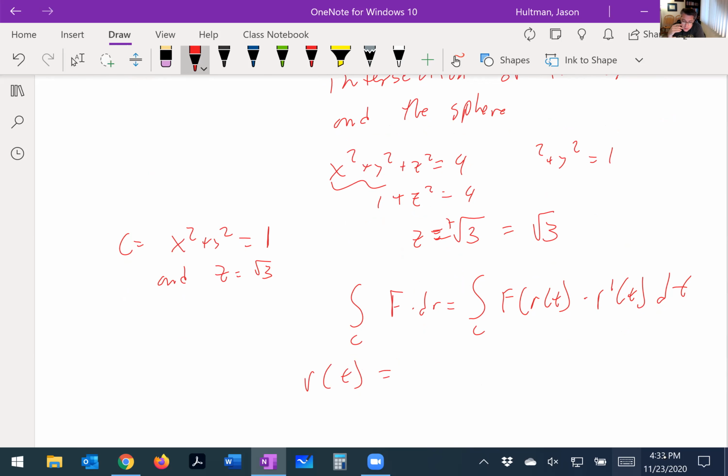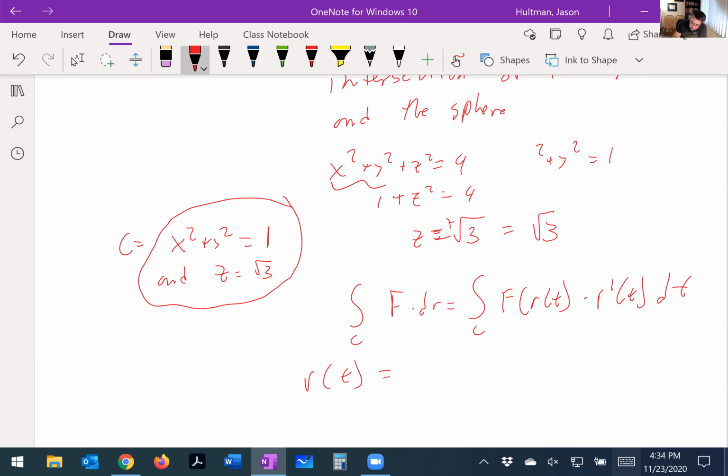What is r of t? So we're going to parameterize this thing in terms of some sort of parameter. Well, we have this thing here, right? So what is x in the unit circle? How could we represent x in the unit circle?